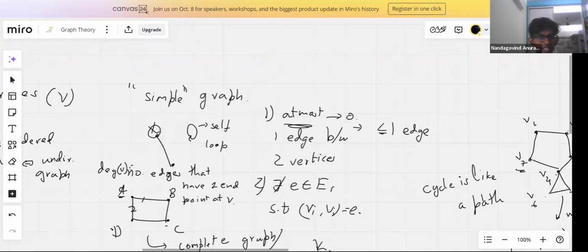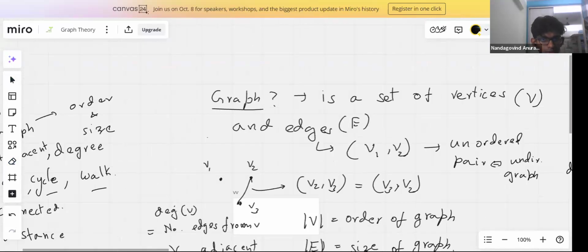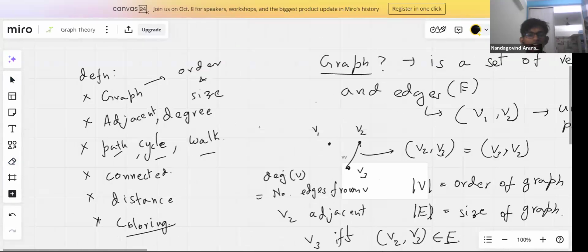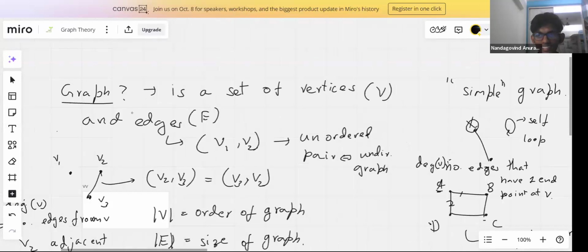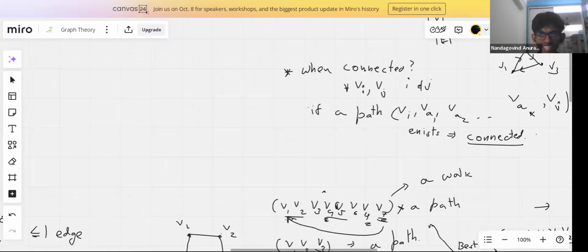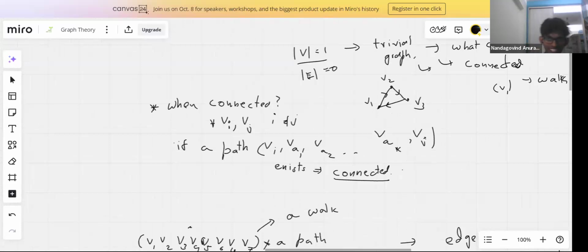So are you clear what a connected graph is and what a disconnected graph is? A graph is disconnected if it's not connected. I think I didn't mention that, but a graph is disconnected if it's not connected.